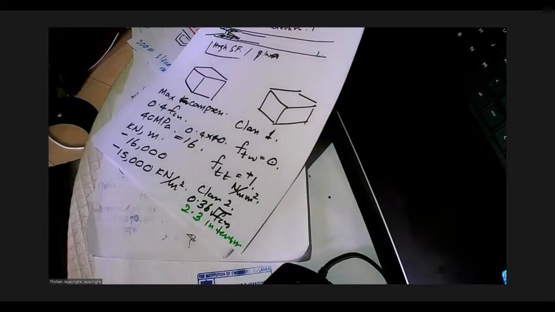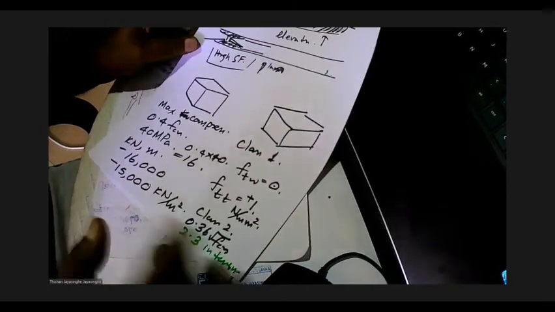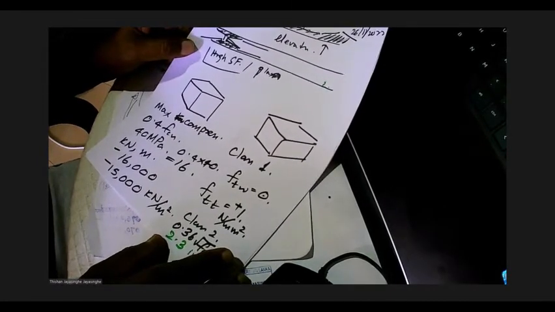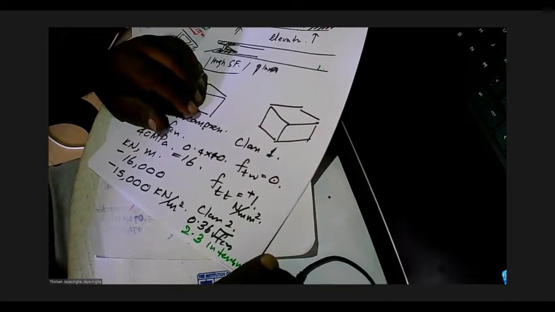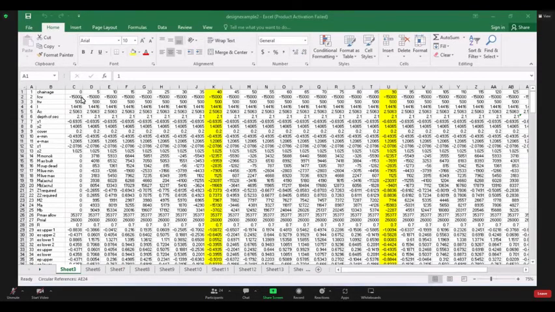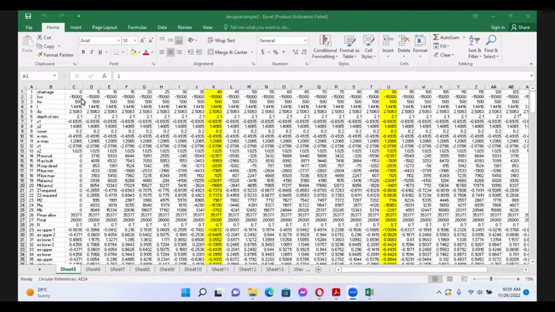It's around 2.3 in tension. So these are the values. So we see what are the values that we have used in the spreadsheet. So let's have a look at the spreadsheet now. And you can see, when you look at the spreadsheet, I use FTW as 500, FCW as minus 15,000.